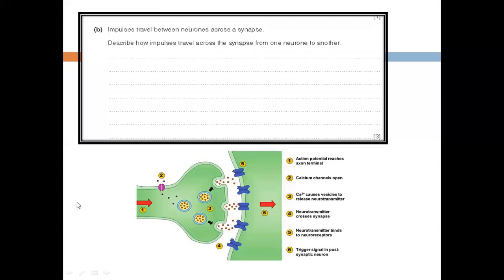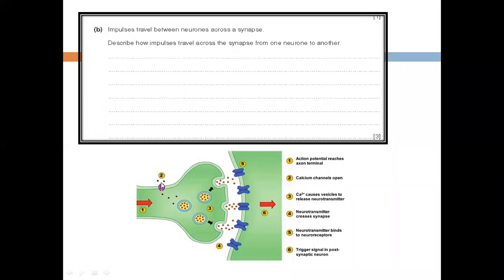The first thing is, this is the neuron ending of the presynaptic nerve, and this is the postsynaptic nerve. The first one is the one through which the nerve impulse, the electrochemical signal, is traveling. This part is the presynaptic nerve and this is the postsynaptic nerve.